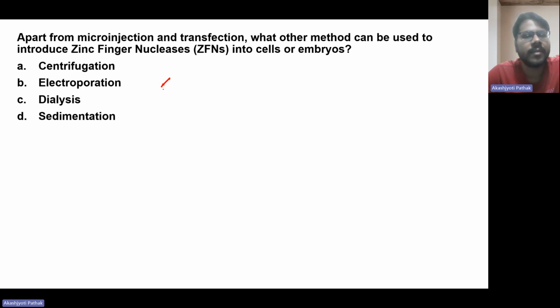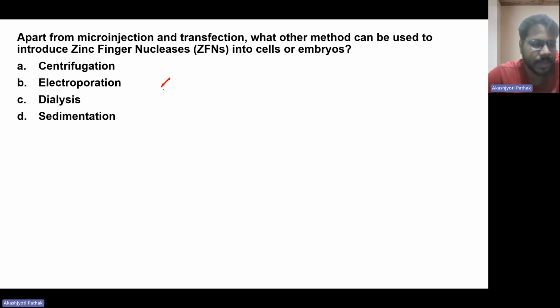Centrifugation, what can you do by centrifugation? Centrifugation is used for sedimentation, or if you want to separate a higher molecular weight substance from a lower molecular weight substance, then you can use centrifugation. If there is a suspension of different molecules and you want to separate these on the basis of their molecular weight, then you can use centrifugation. It has nothing to do with introduction of DNA into a cell or your embryo.